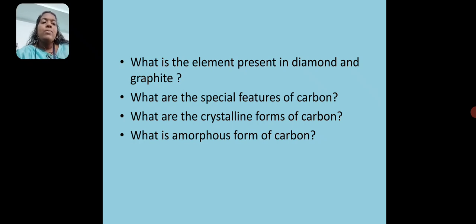What are the crystalline forms of carbon? In diamond, in graphite, and in fullerenes, carbon is present in crystalline form. What is amorphous form? Amorphous form means the atoms are arranged in a random manner in carbon. So these are some of the things we discussed in our previous class on carbon.